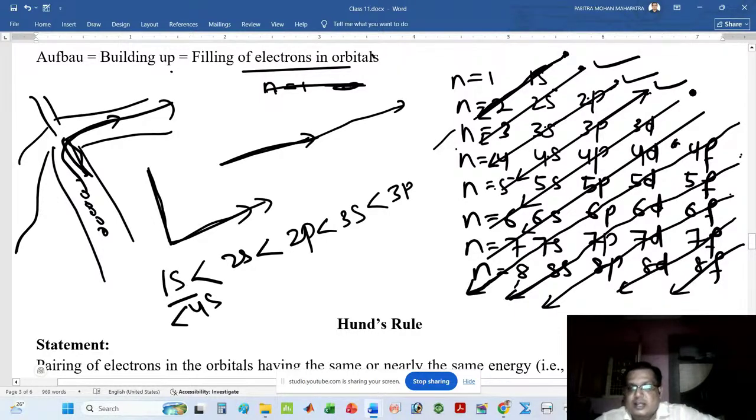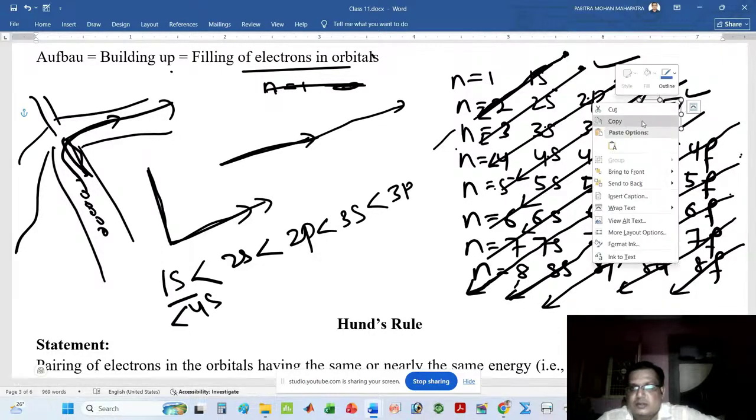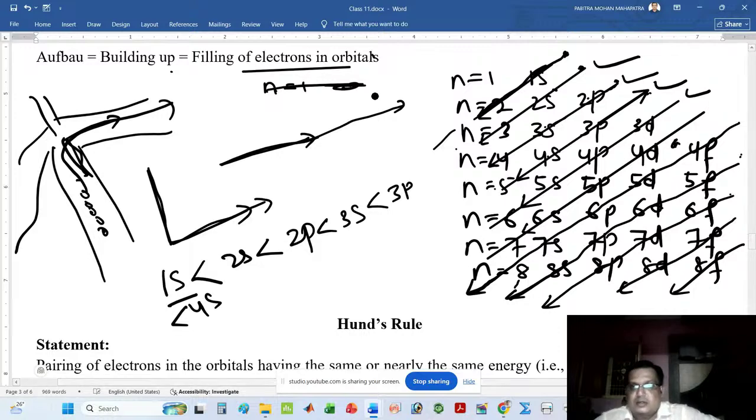Next, follow the next arrow mark. Start your journey from here. If you go in this way, then 3d will come. Look at that. Here you can write 3d. After 4s you can write 3d. Next go through 4p. Next you will find 5s.